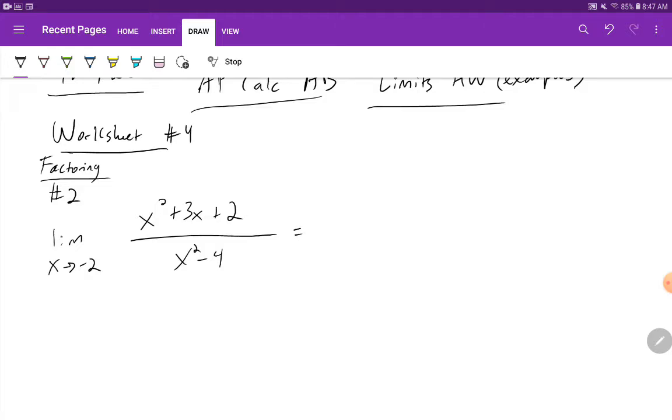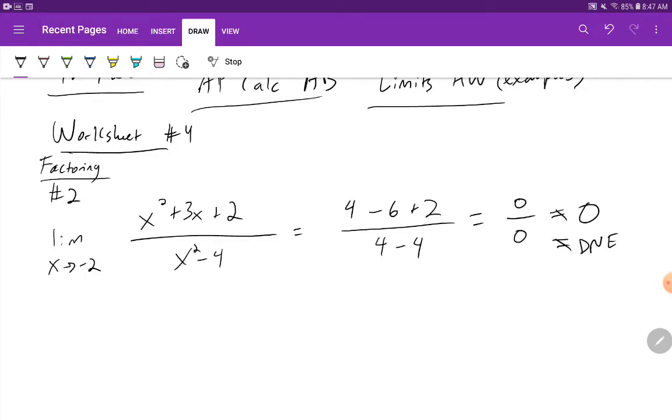In this case, when you try to substitute, you get negative 4 minus 6 plus 2 all over 4 minus 4, and this ends up getting you an answer of 0 over 0, which doesn't mean 0, so you can't say it's 0. It also doesn't mean does not exist. You're not really sure if it exists or not. That's what you're trying to figure out.